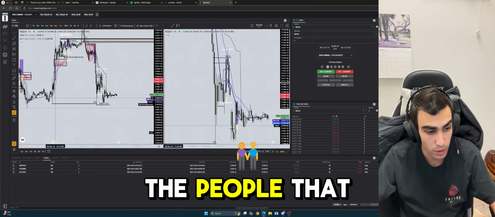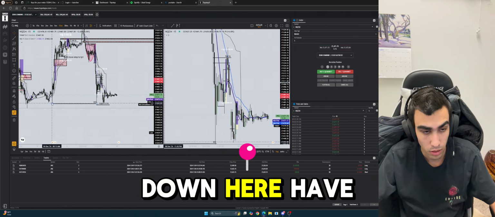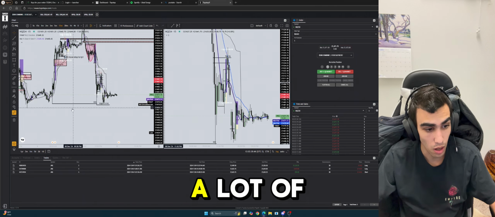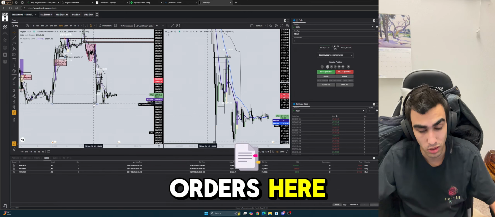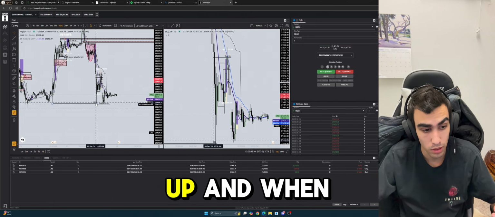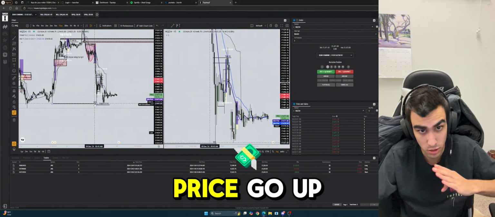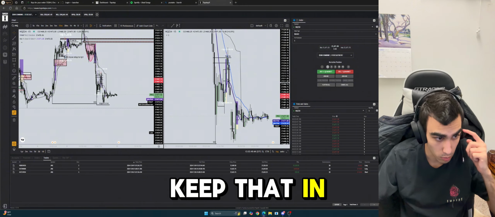That means all the people that were buying it up down here have resting orders. Like I said, the big banks control the market. So that means a lot of people have resting orders here. They are going to be buying up, and when it hits this range, they will be buying up a lot of it, which makes the price go up, okay? Keep that in mind.